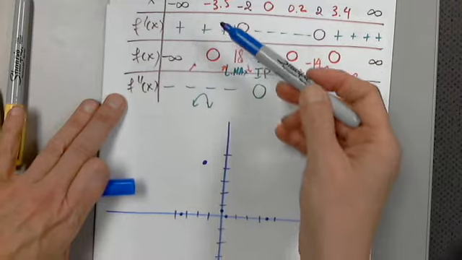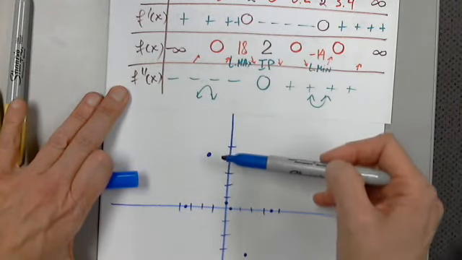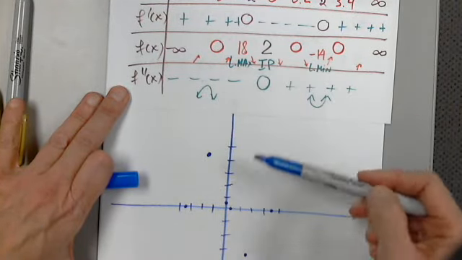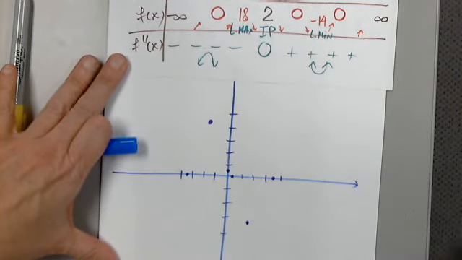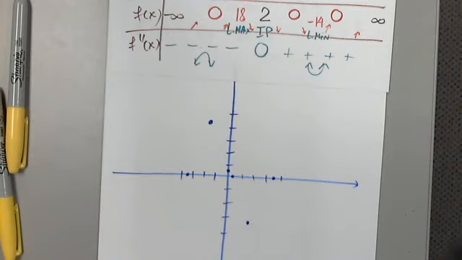Okay, let's see if I put all the points. Negative 3, yes. Negative 2, yes. (0, 2), yes. (0.20), yes. And (2, negative 14), correct. Okay, ready to graph this?